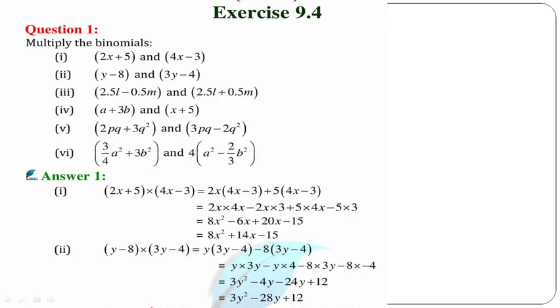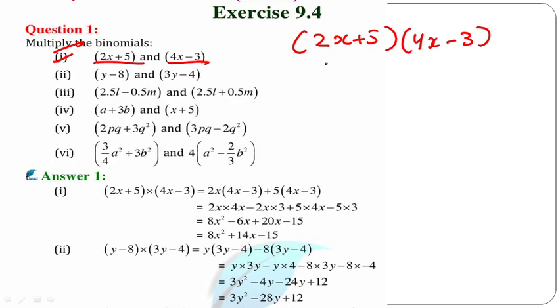Our exercise 9.4 question number 1 is: multiply the binomials. So these are the binomials. This involves two terms and this also involves two terms. So we have to multiply this binomial, that is 2x plus 5, with 4x minus 3. So how do we multiply these binomials?